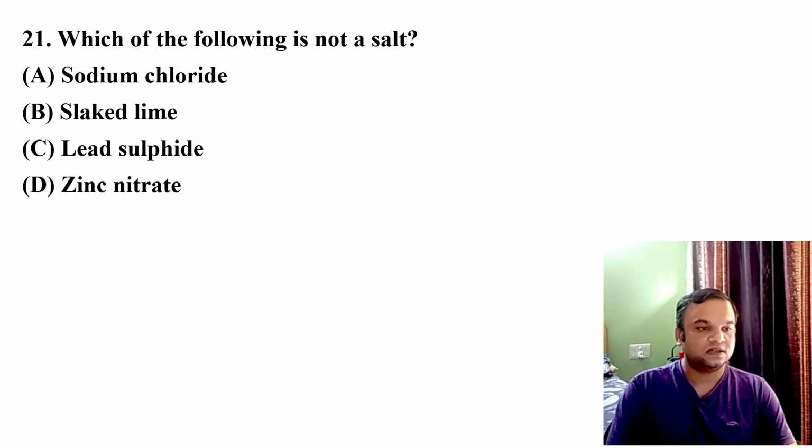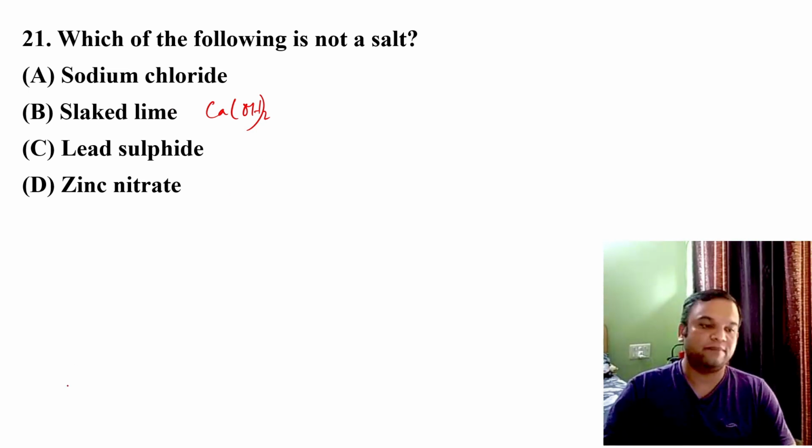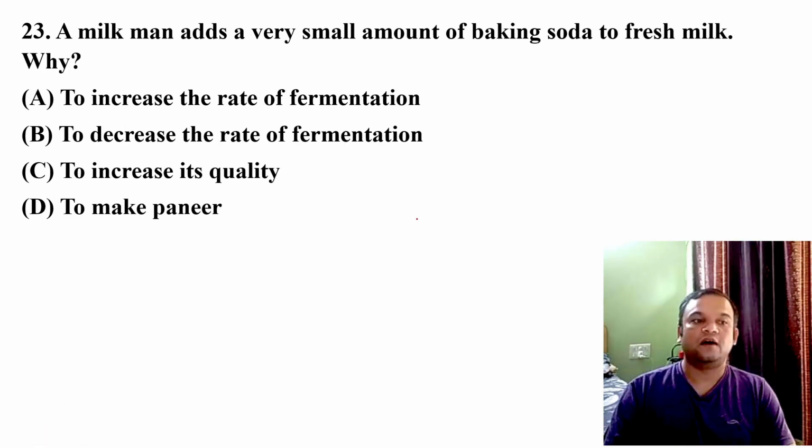Question 21. Which of the following is not a salt? Out of these, slaked lime is not a salt because it is Ca(OH)2, that is calcium hydroxide, it is a base. The next question is, a milkman adds a very small amount of baking soda to fresh milk. Why? The milkman adds the baking soda in order to decrease the rate of fermentation throughout the whole day during the hot summer days.